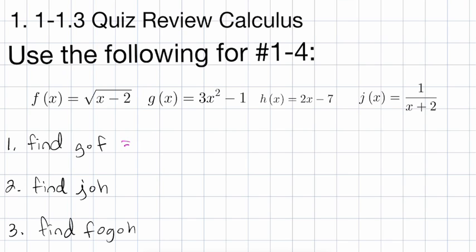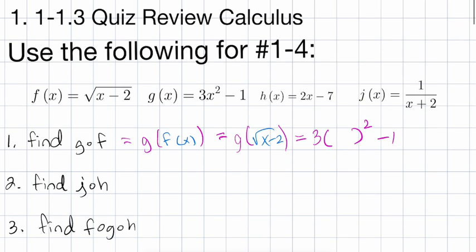g of f is the g function, plug in f. So all we're going to do is take our g function and plug in the square root of x minus 2. Now remember, it replaces the x in the g function. So take the x in the g function and put a parenthesis, and that's where you place, in this case, the square root.